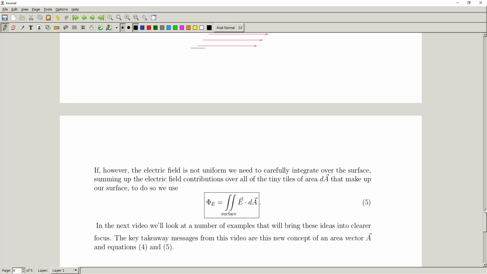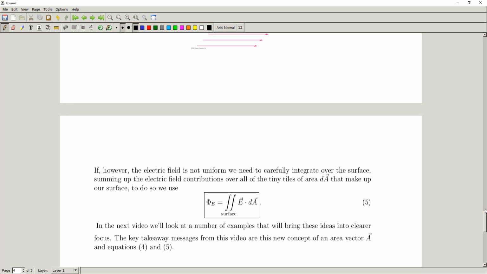And before we get to Gauss's law, like I said, in the next video, I'm going to be doing a bunch of examples where we're calculating electric flux, both for a uniform and for a non-uniform electric field through different types of surfaces. We'll do some integrals. We'll take a look at it all, and it'll kind of bring all these ideas into focus.